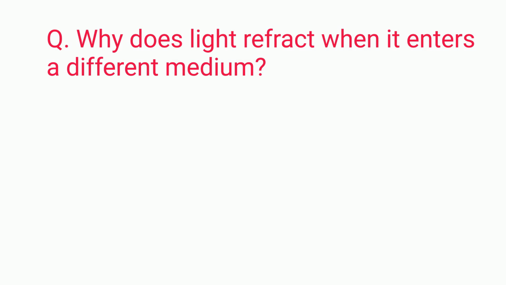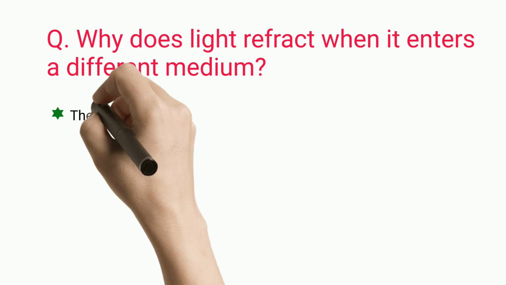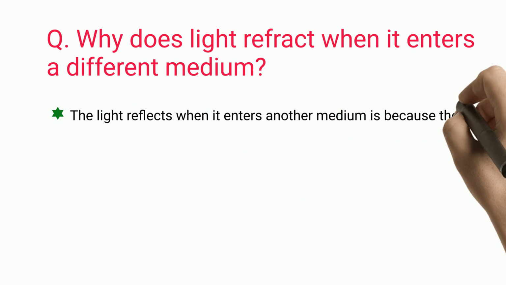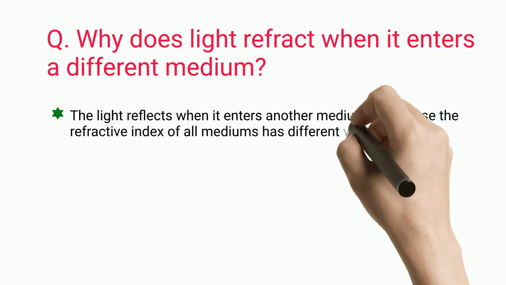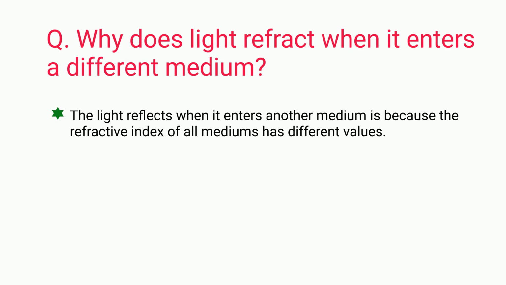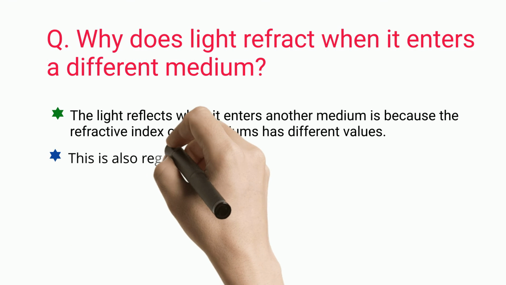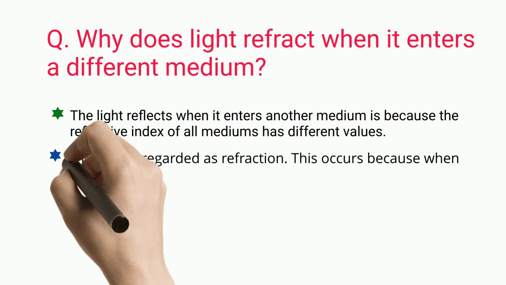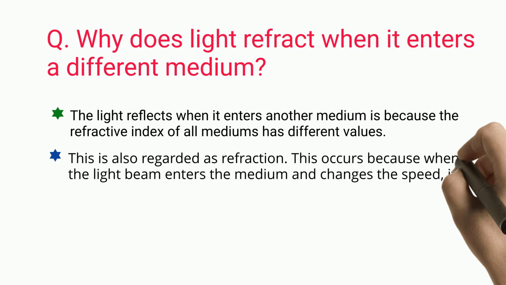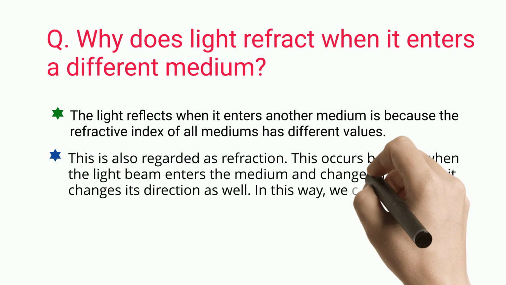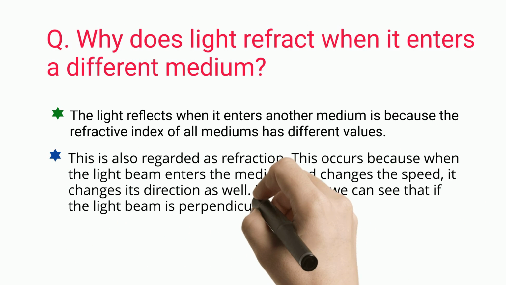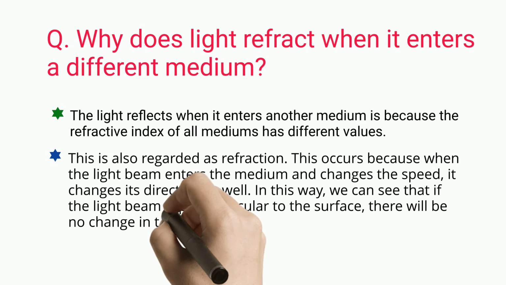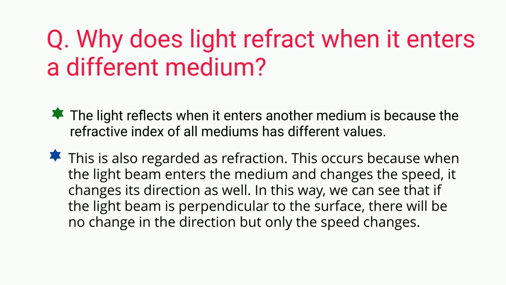Why does light refract when it enters a different medium? Light refracts when it enters another medium because the refractive index of all mediums has different values. This is also regarded as refraction. This occurs because when the light beam enters the medium and changes speed, it changes its direction as well. In this way, we can see that if the light beam is perpendicular to the surface, there will be no change in the direction, but only the speed changes.